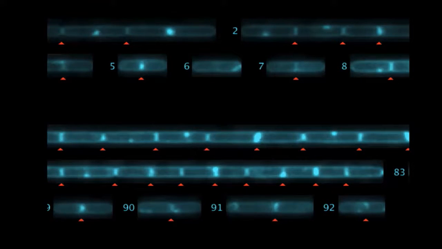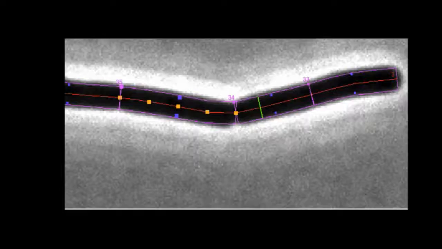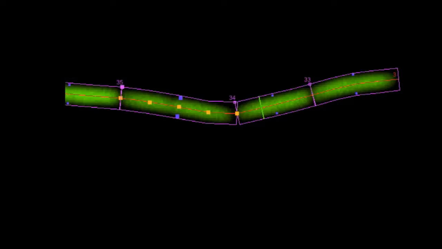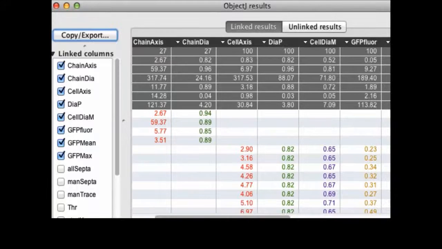This way, we can automatically or manually locate septa that we regard as cell dividers. Subsequently, we can mark and measure properties of individual cells and create numerical output or graphics.